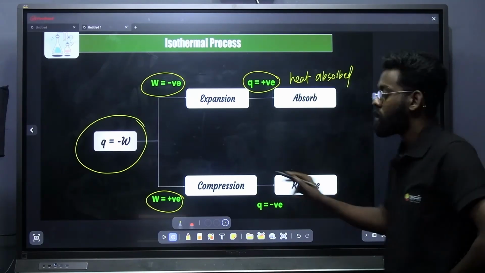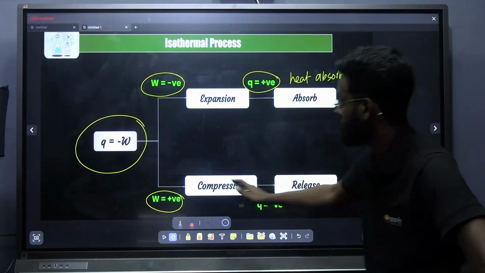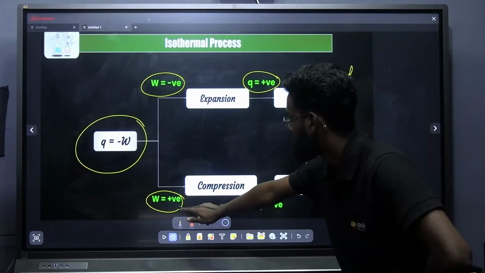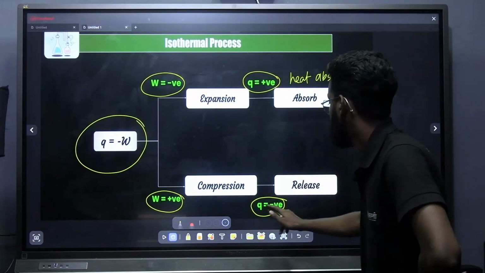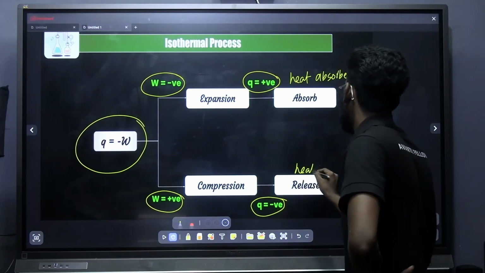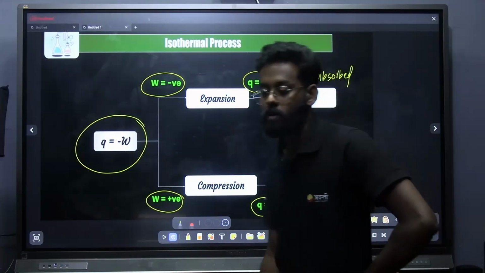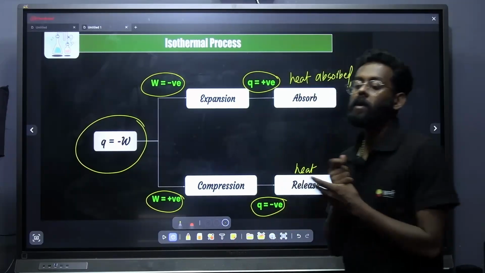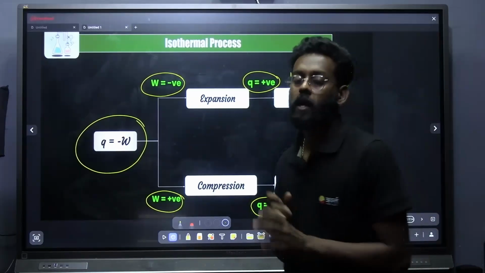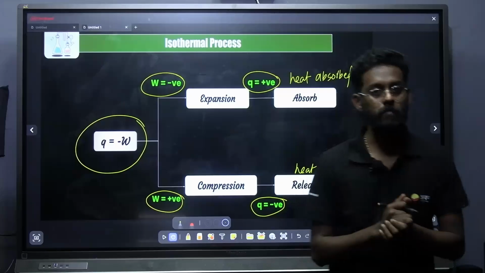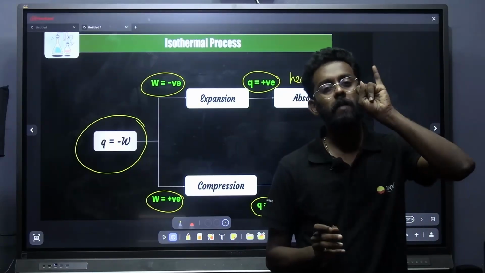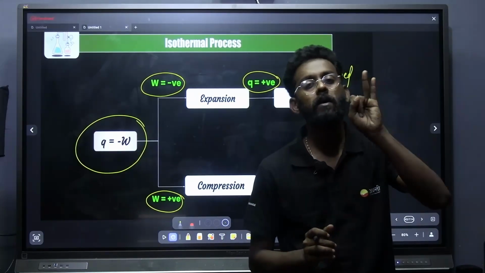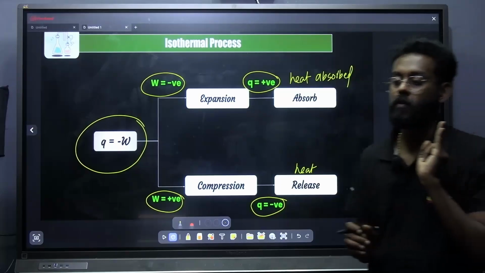Okay. What about compression? For compression, work done is positive. If work done is positive, then Q will be negative. What does it mean? Q is negative means heat will be released by the system, which means for an isothermal compression, heat will be released by the system. The point is, for isothermal expansion, heat will be absorbed by the system. For isothermal compression, heat will be released by the system. These are the 2 points you have noted down.